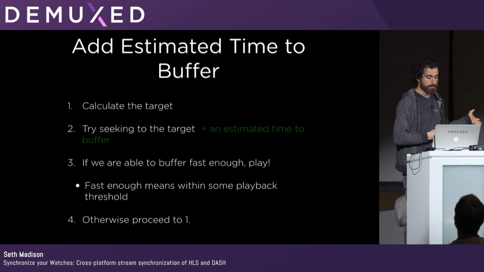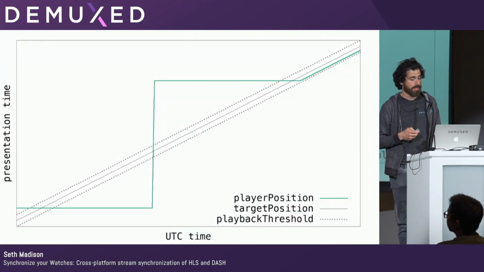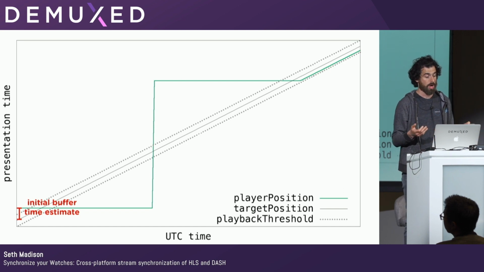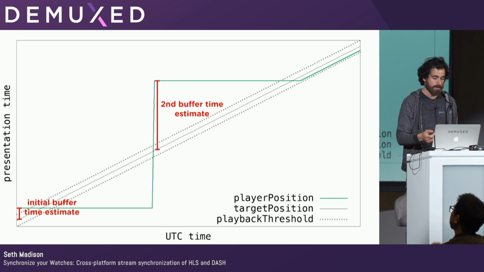But this is what our chart from before becomes. So we have an initial buffer time estimate that we make before we have any data. In this case, this was a throttled connection. So our initial buffer time was wrong. So we buffer for a really long time, and then we're able to make a better guess. And then we play right into the target, well, within the threshold.